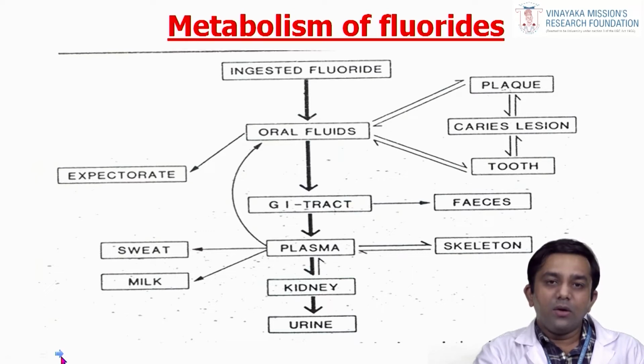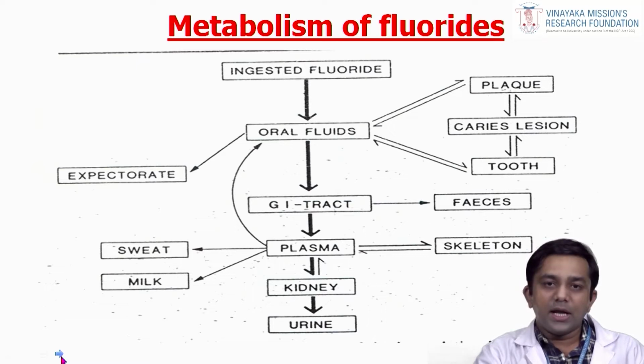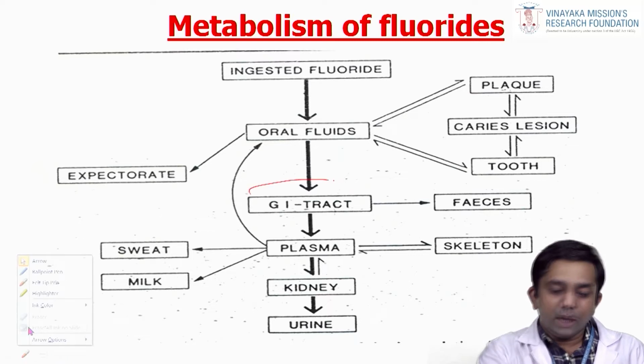Fluoride gets in contact with the oral fluids. From the oral fluids the fluoride gets deposited on the tooth surface and also the plaque that is present on the tooth. From this plaque the fluoride has an antibacterial and anti-plaque action. So, it helps in prevention of dental caries, and from the oral fluids it gets absorbed by the plasma. Plasma is generally considered to be the central compartment from where it is distributed to different parts of the body. Most of the absorption is from the gastrointestinal tract.